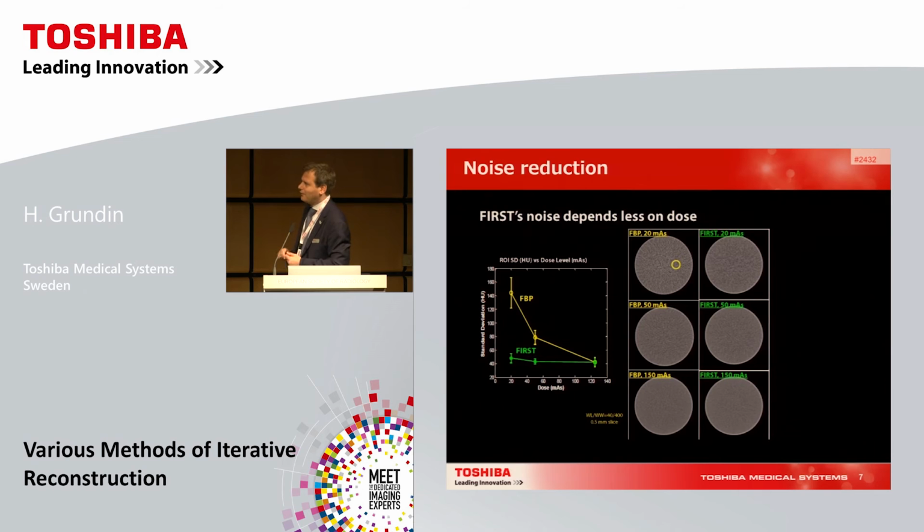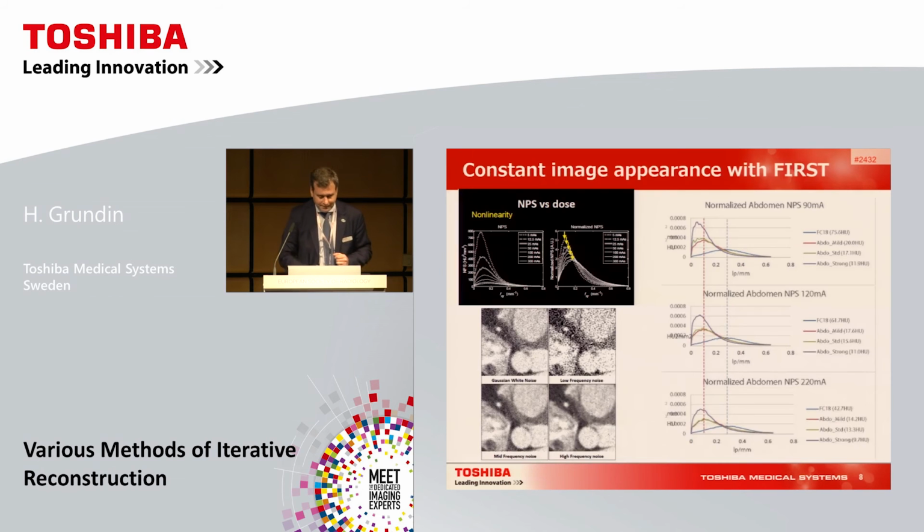Okay, what can we expect from FIRST? The purpose of FIRST, here is a comparison between filtered back projection, and you can see for high dose levels that we have low noise levels with filtered back projection. But the purpose of FIRST is that you can reduce your dose dramatically and maintain the same noise value. So by applying all these models and regularization in the raw data domain, you can reduce noise and perform low-dose scanning without decreasing image quality.